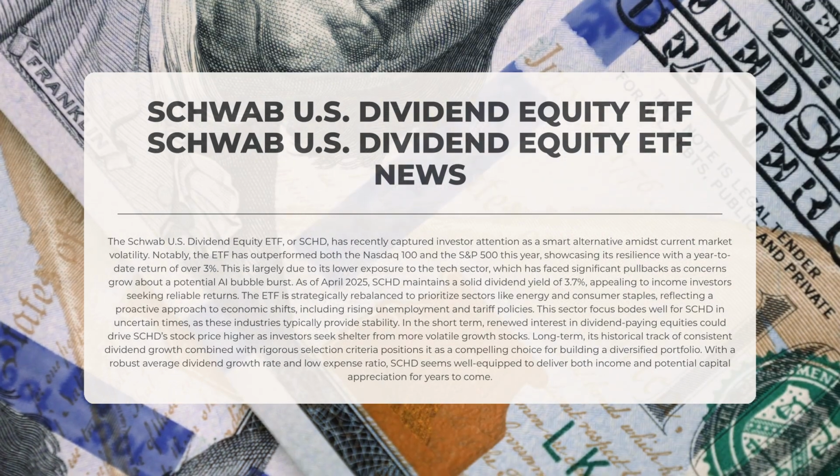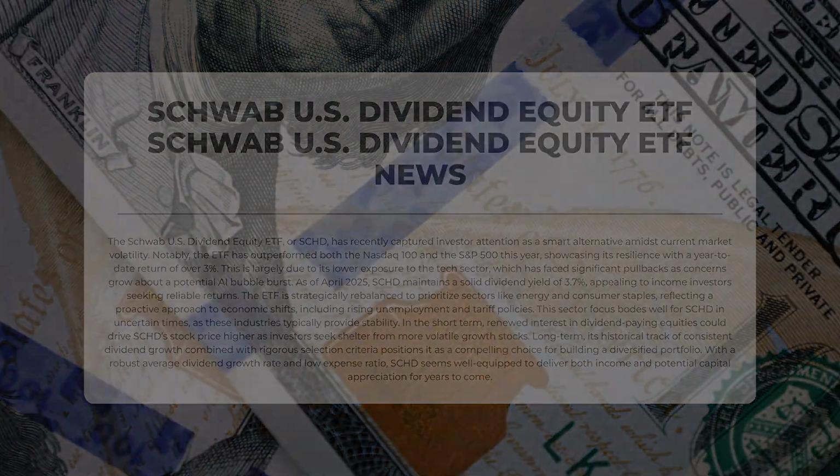In the short term, renewed interest in dividend-paying equities could drive SCHD's stock price higher as investors seek shelter from more volatile growth stocks. Long-term, its historical track of consistent dividend growth, combined with rigorous selection criteria, positions it as a compelling choice for building a diversified portfolio. With a robust average dividend growth rate and low expense ratio, SCHD seems well-equipped to deliver both income and potential capital appreciation for years to come.